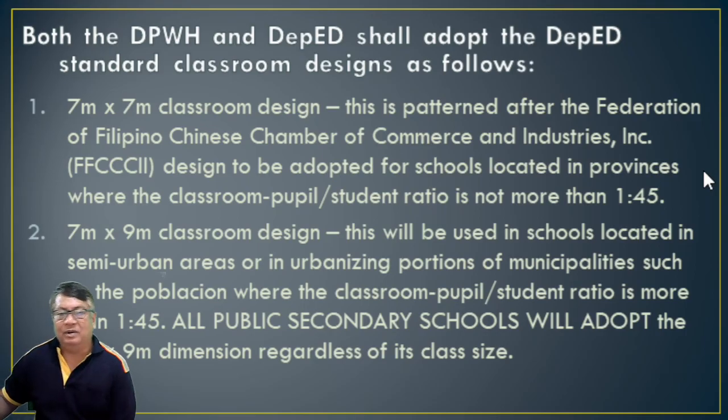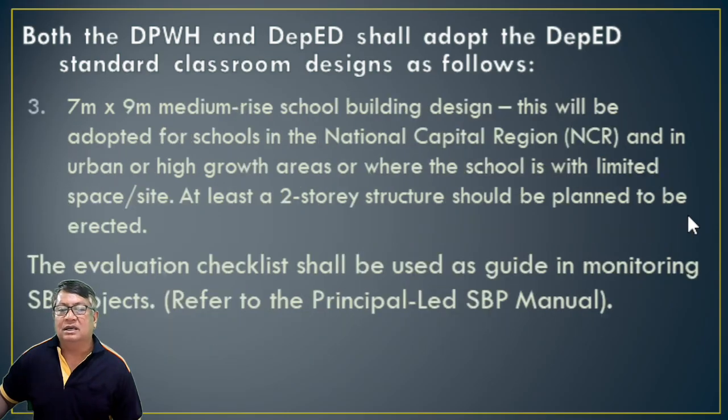Both the DPWH and DepEd shall adopt the DepEd standard classroom design as follows: 7 by 7 meter classroom design, and 7 by 9 classroom design for schools located in semi-urban areas or in urbanizing portions of municipalities. All public secondary schools will adopt the 7 by 9 meter dimension regardless of class size. Then the 7 by 9 medium rise school building design.